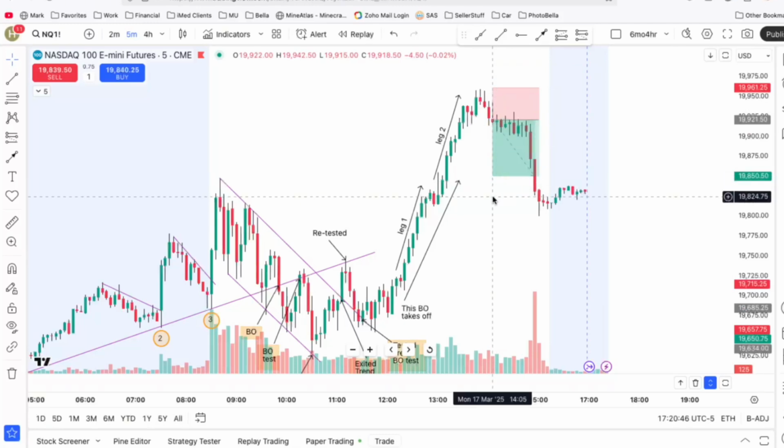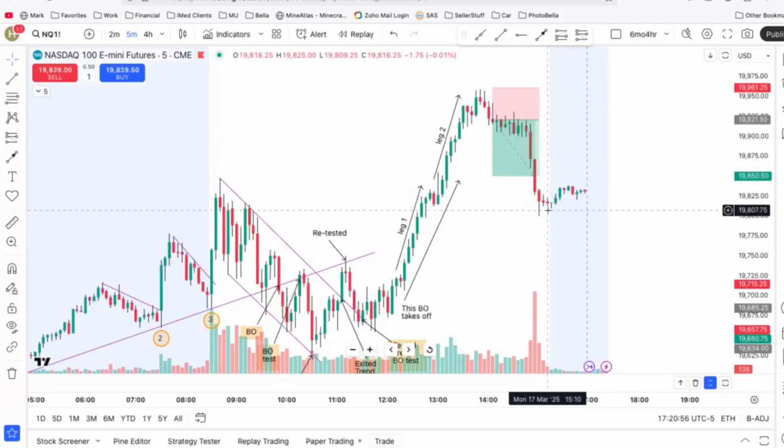But I was like, well, we're coming to the end of the day. Maybe it won't go all the way back down to here, because sometimes we lose steam at the end of the day. But anyways, it ended up being a really good trade.